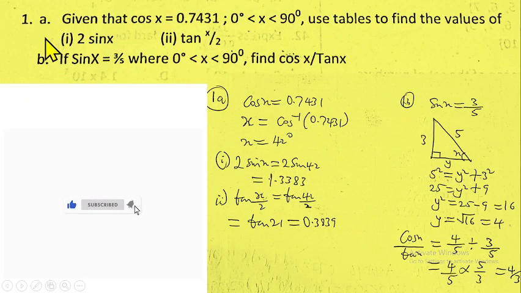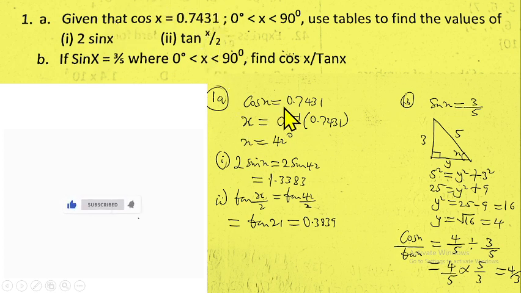Question number 1A says that given that cos x is equal to 0.7431, where x is an angle between 0 degrees and 90 degrees, use the table to find the values of 2 sine x and tan x over 2. So this is a trigonometric ratio.